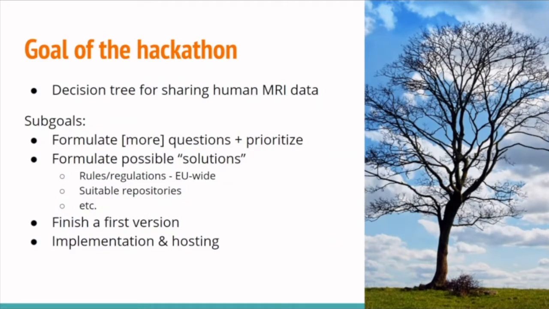So the goal is to draft a decision tree for sharing human MRI data. The sub-goals are to formulate more relevant questions and prioritize them, and also come up with solutions that are applicable to other universities, because mostly our solutions now are focused on Leiden University, and I think they should be broader. And of course finish the first version, and also look at how we can implement this tree: how can we reach other researchers who are also struggling with this problem, and practically where can we host it and how can we make it, stuff like that.